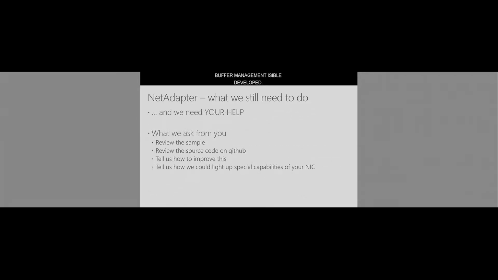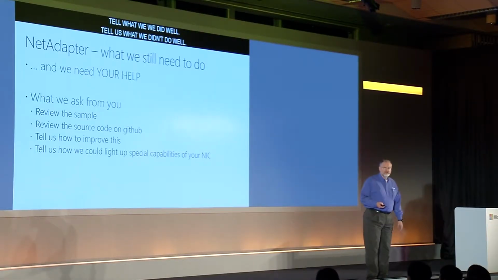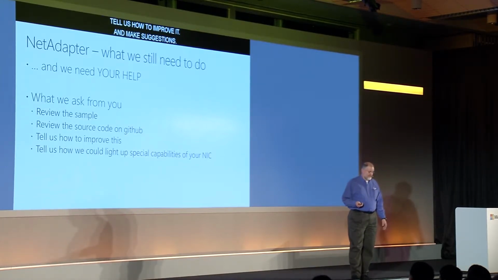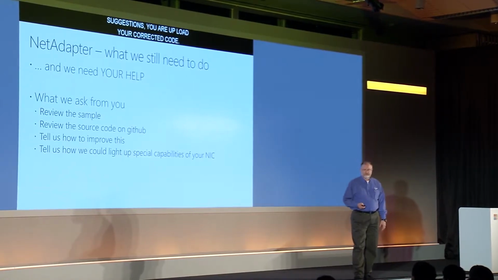So, again, we need your help. We need you to download and review the sample. Give us feedback. Look at the source code. Tell us what we did well. Tell us what we didn't do well. Tell us how to improve it. Make suggestions. As you're probably familiar with GitHub, you can upload your suggestions. You can upload corrected code, and we can look at it and check it in. Tell us what we need to do to light up the capabilities of your NIC.